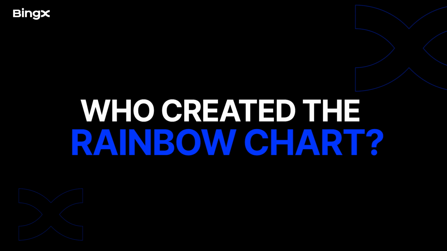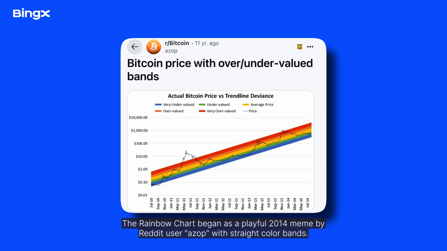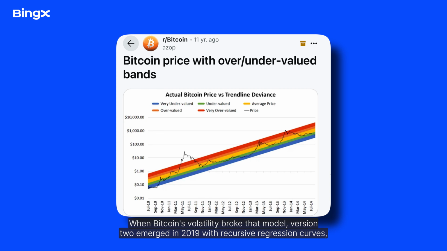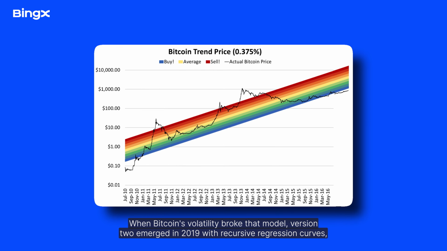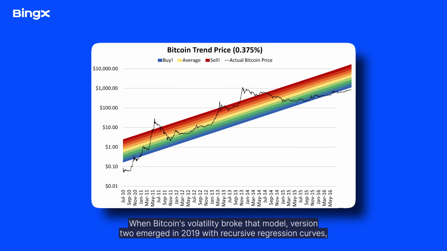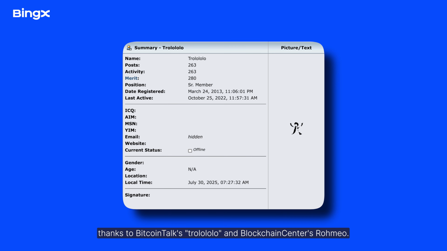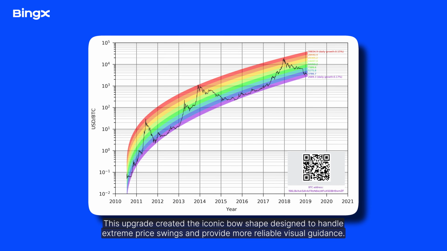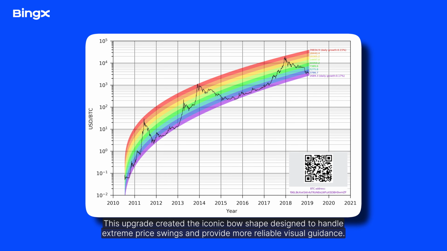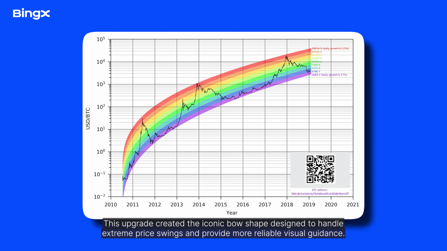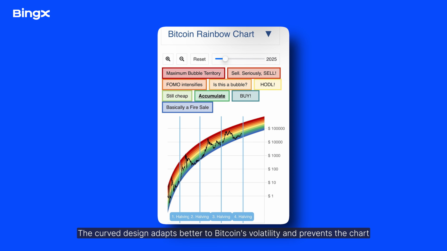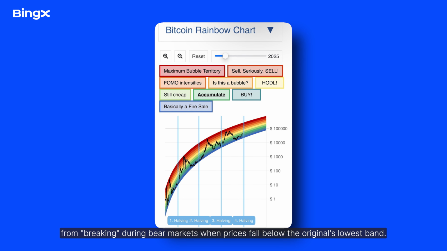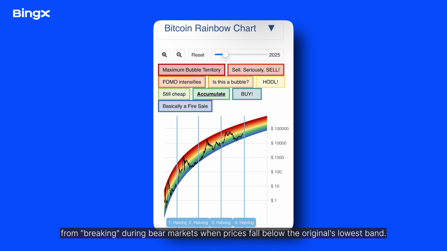Who created the rainbow chart? The rainbow chart began as a playful 2014 meme by Reddit user Aesop with straight color bands. When Bitcoin's volatility broke that model, version 2 emerged in 2019 with recursive regression curves thanks to Bitcoin Talk's Trololo and Blockchain Center's Romeo. This upgrade created the iconic bow-shaped design to handle extreme price swings and provide more reliable visual guidance. The curve design adapts better to Bitcoin's volatility and prevents the chart from breaking during bear markets when prices fall below the original's lowest band.